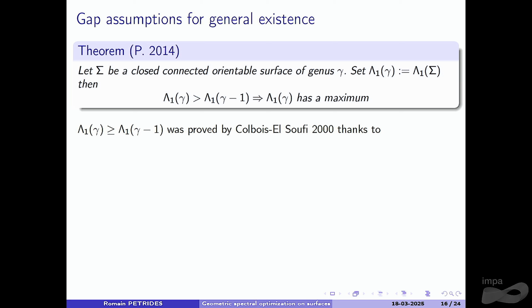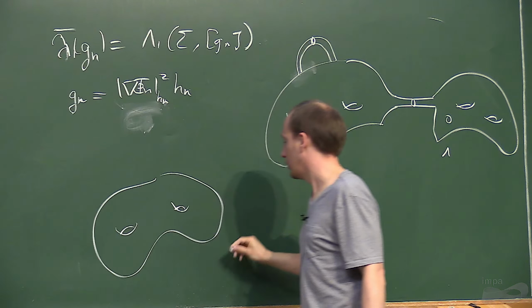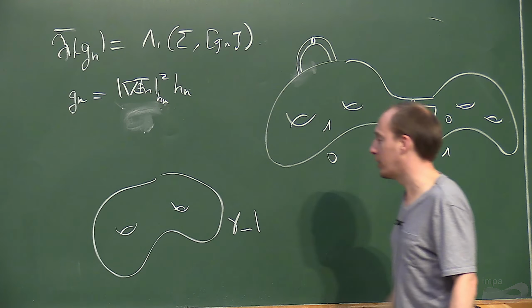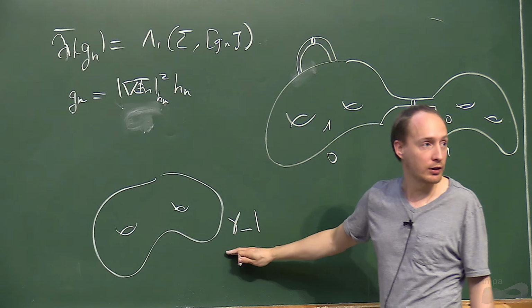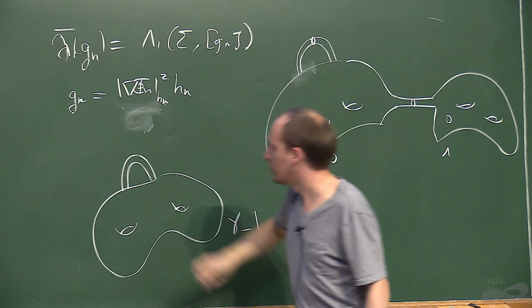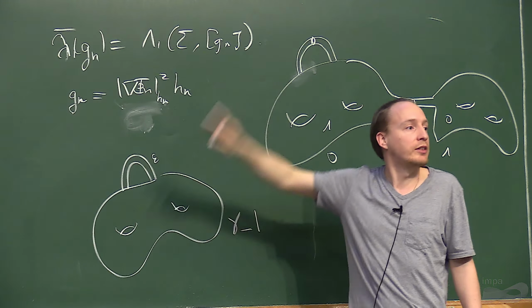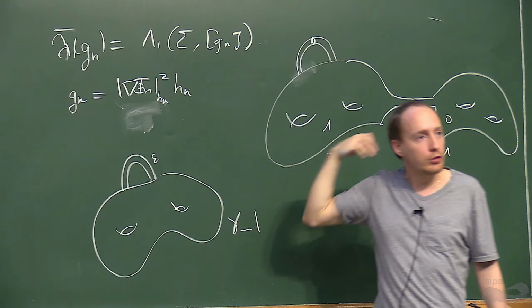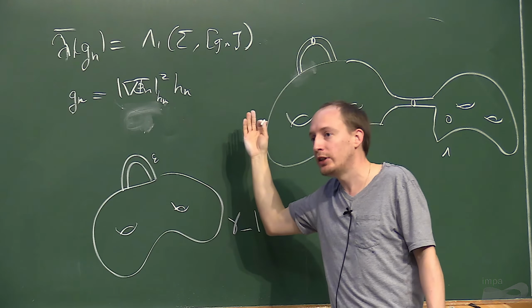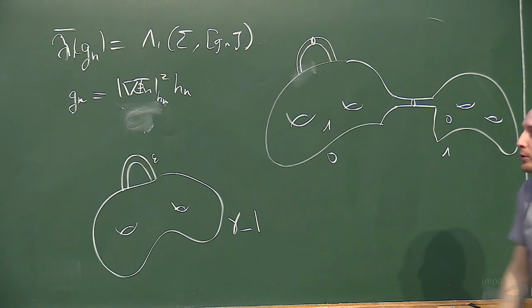So note that the large inequality was proved by Kokarev and El Soufi. And well, the large inequality is just taking a specific thing. You take something which is almost maximal for surfaces of genus gamma minus 1. You add a handle, which is small, you have a new metric that you can test in your problem for gamma. You pass to the limit. I mean, you test it, you have an inequality, and you pass to the limit, and you have the large inequality at the limit. So this large inequality is obvious in some sense.